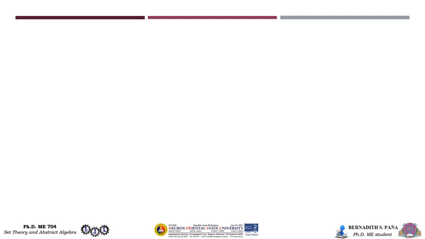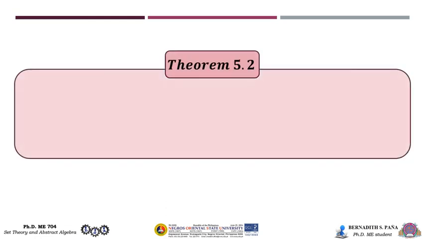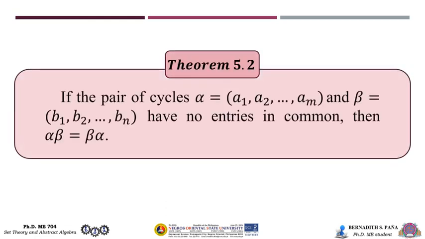Good day, everyone. My topic is a continuation discussion on Theorem 5.2, Disjoint Cycles Commute. According to this theorem, if the pair of cycles alpha equals A1 through AM and beta equals B1 through Bn have no entries in common, then alpha beta is equal to beta alpha. The proof of this theorem has already been discussed by Ms. Agan. Now, let's try to look into some examples showing that disjoint cycles commute.